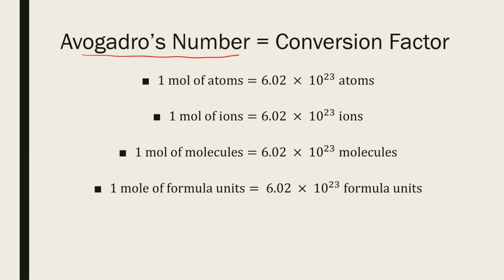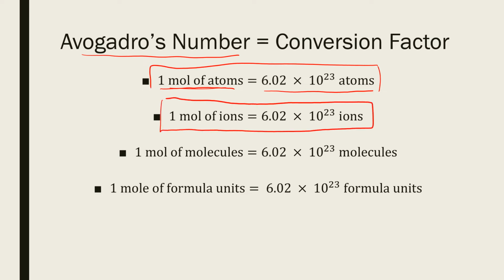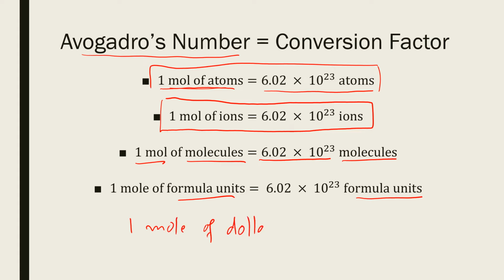For example, if we are converting mole of atoms to number of atoms, we can say 1 mole of atoms equals 6.02 times 10 to the 23 atoms. 1 mole of iron similarly will be equal to 6.02 times 10 to the 23 ions. And the thing is that 1 mole is always going to be equal to 6.02 times 10 to the 23. So if it's molecules, that will be molecules. If it's formula unit, that will be formula unit. You can technically also say 1 mole of dollars is equal to 6.02 times 10 to the 23 dollars. I mean, it's correct to say.